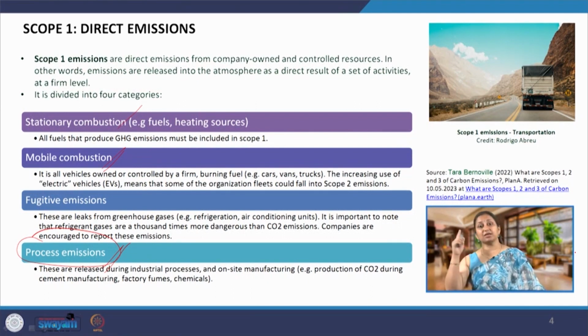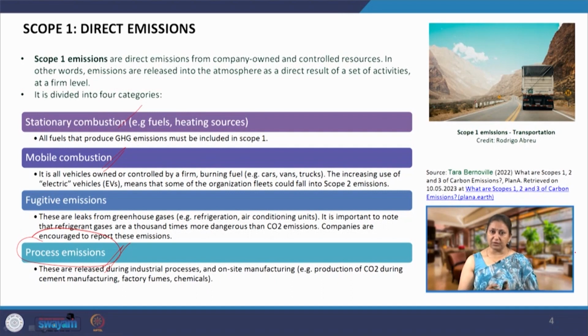In that case, the electricity is being purchased from somewhere, and the use of electricity is not causing any direct emissions at our facility, but where the electricity is being produced, there some emissions are happening, and that we will consider in scope 2, the indirect emissions. Direct emissions will happen only when this fleet of transportation is running on conventional fuel.